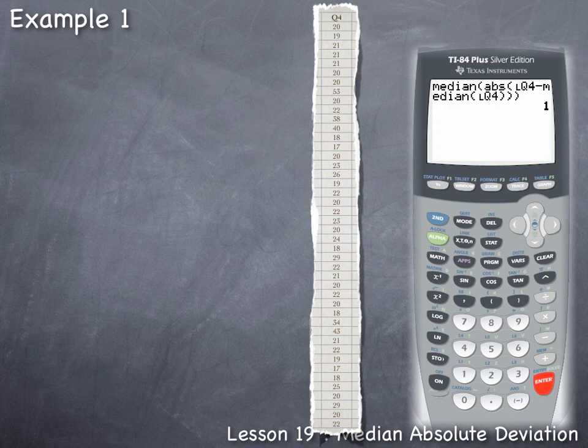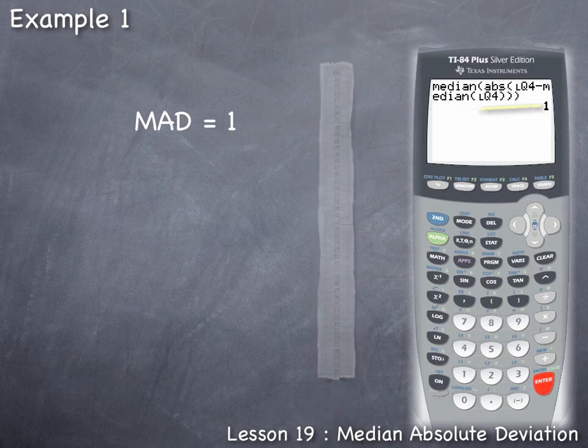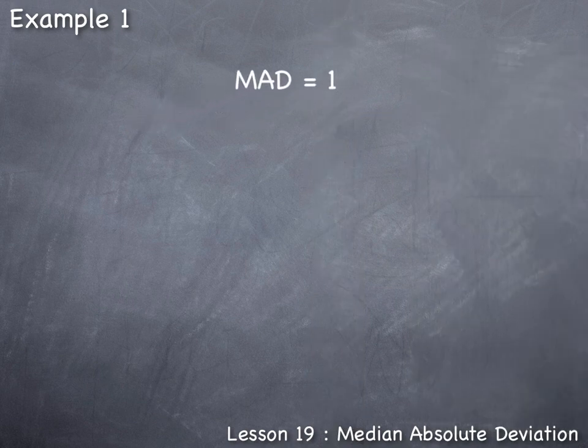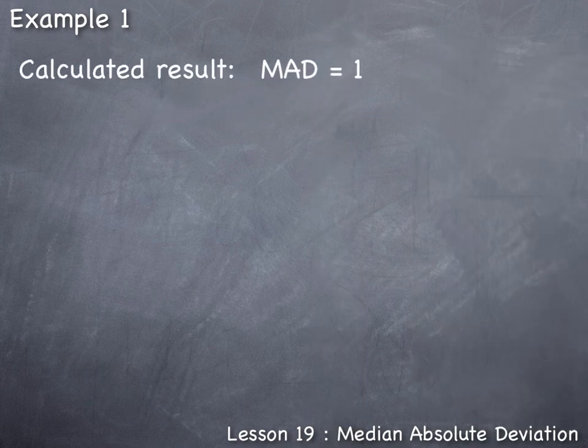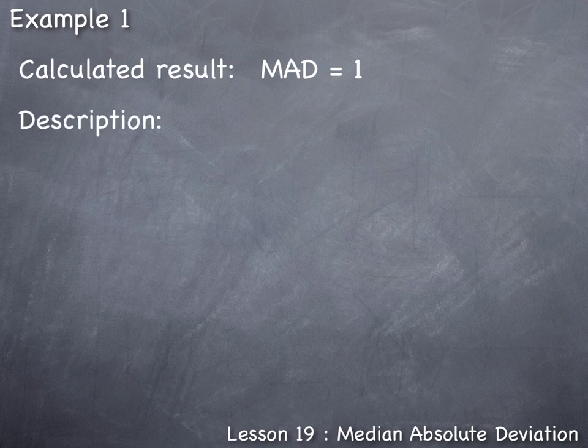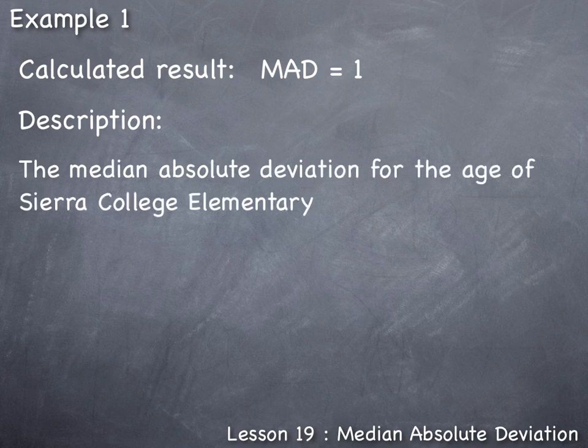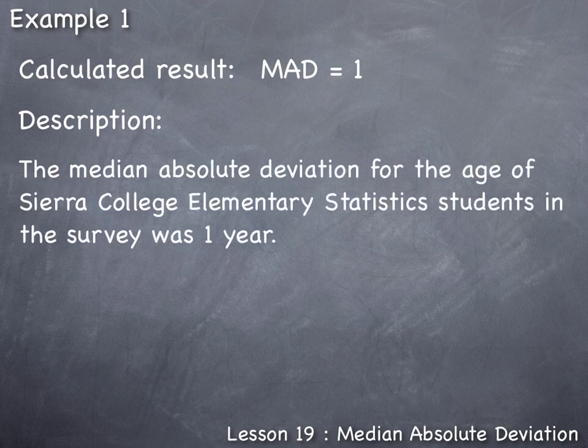So reading off the calculator screen, we can see that the MAD, or median absolute deviation, is equal to 1. So now we have our calculated result. Now we just need to first describe the result. The description is basically using words of the problem to report the results that can be directly derived from the data. So in this case, a description could be: the median absolute deviation for the age of Sierra College Elementary Statistics students in the survey was 1 year.